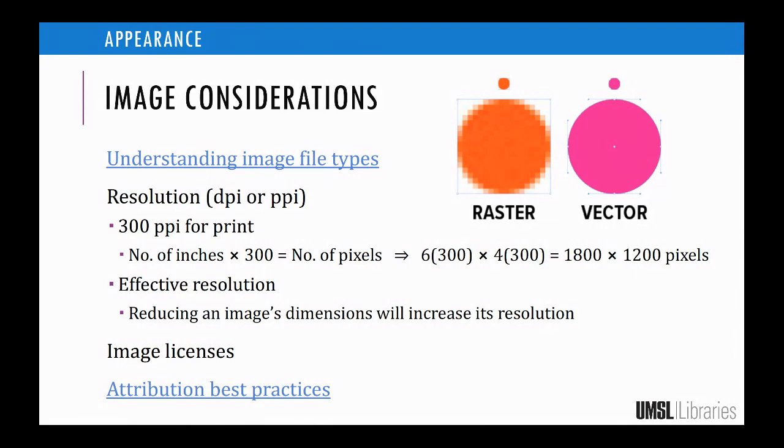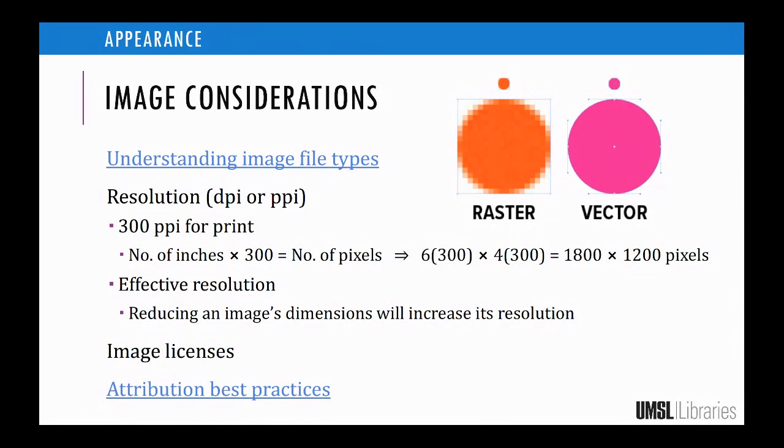Reducing the image's dimensions will increase its resolution. So if you reduce this, you're going to get something that looks like this. It's going to look like it's a higher resolution because it's smaller. Make sure that you always either crop a photo or constrain its dimensions to keep from stretching it.